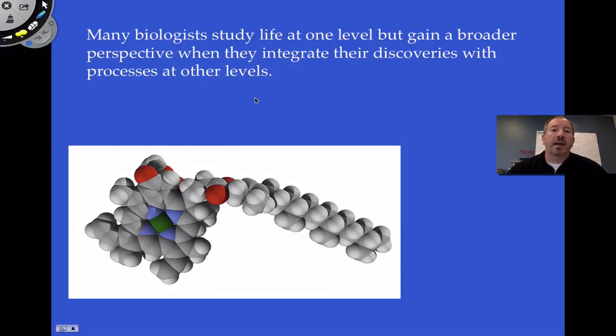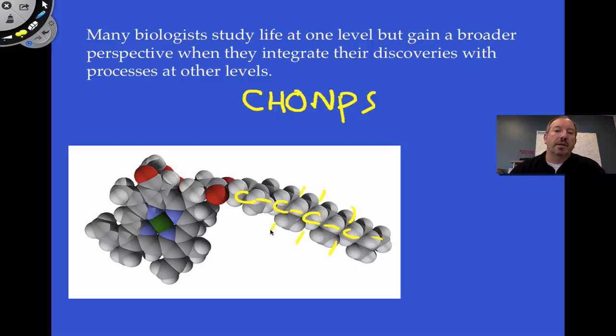I can write that out here, that most of the elements found in living things are these: carbon, hydrogen, oxygen, nitrogen, phosphorus, and sulfur. And what's fascinating is that when you look at biochemistry, you can see that this carbon can form these chains right in here, and you can have hydrogens coming off of it right here.